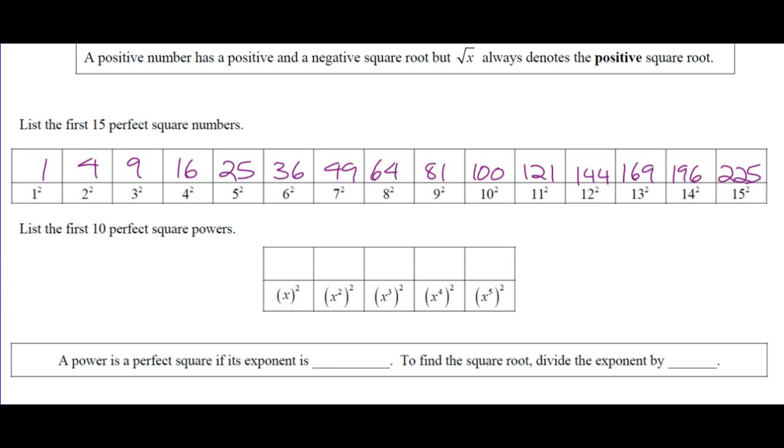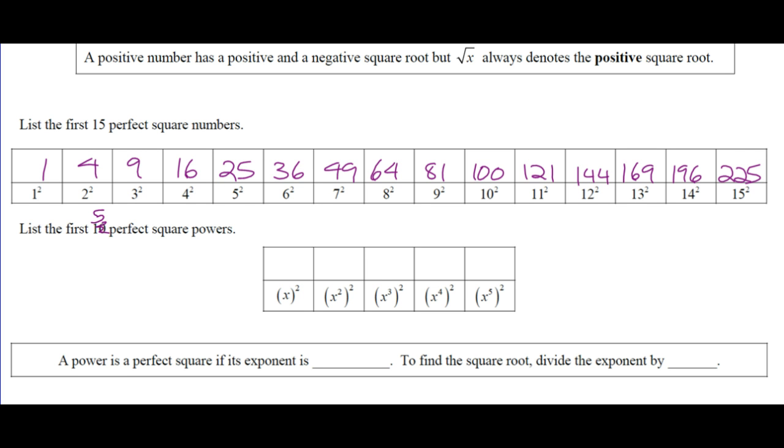List the first 10 perfect square powers. Does it say 10 on yours or 5? It says 10. What's the first 10 perfect squares? I think it should be 5. There's only 5 here: 1, 2, 3, 4, 5. Yeah.